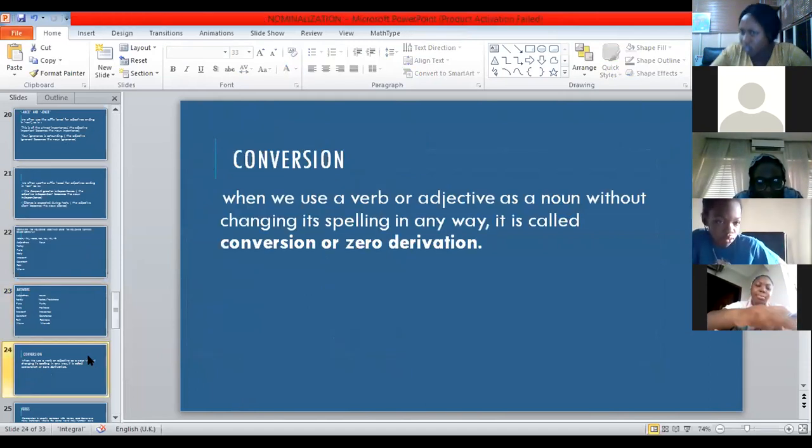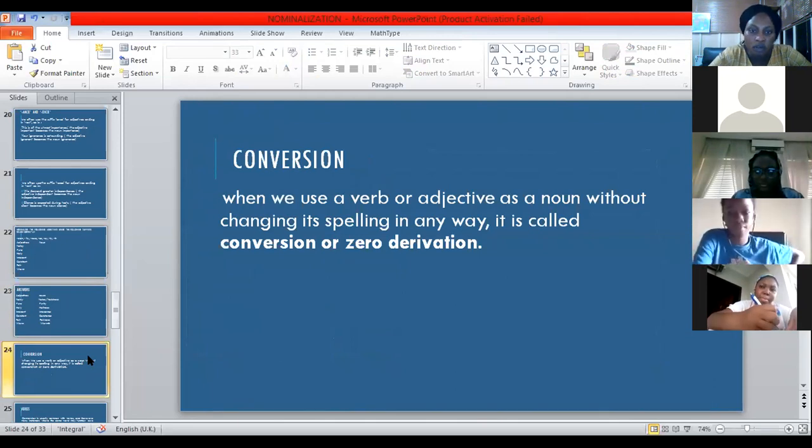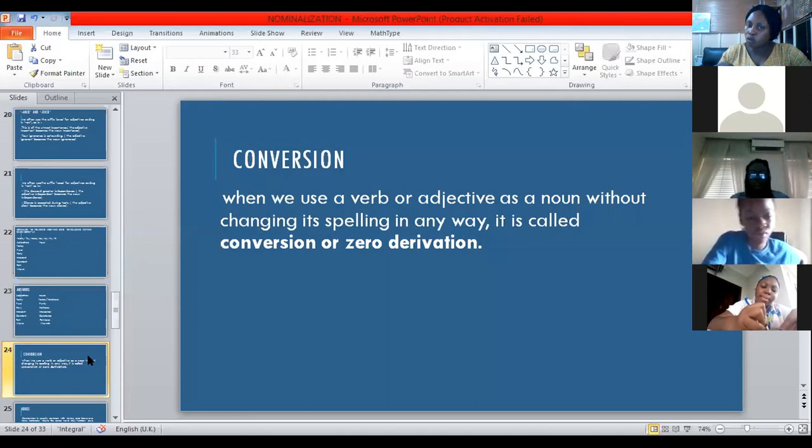Now, what is conversion? When we use a verb or adjective as a noun without changing its spelling in any way, it is called conversion or zero derivation. Now, this is quite easy because I'm sure we do it. This is where stress comes in. I think we treated stress last week before we went home. That is what is called conversion.